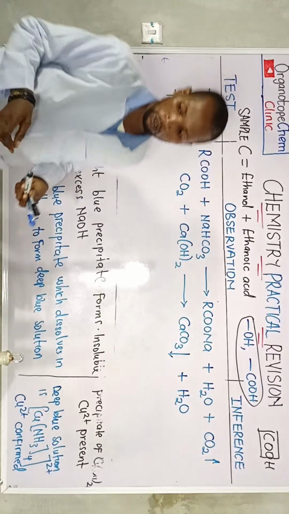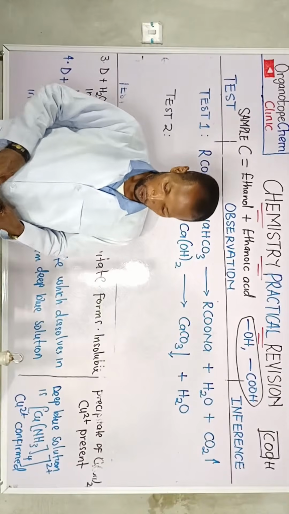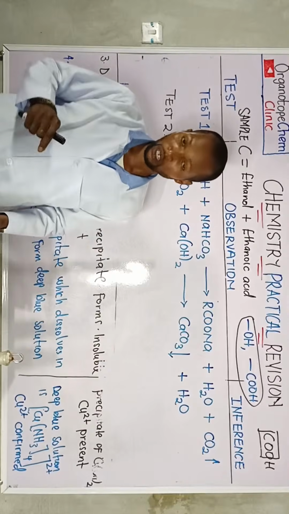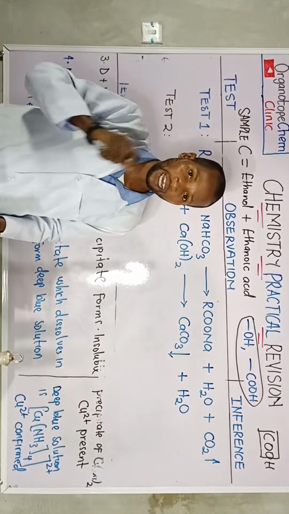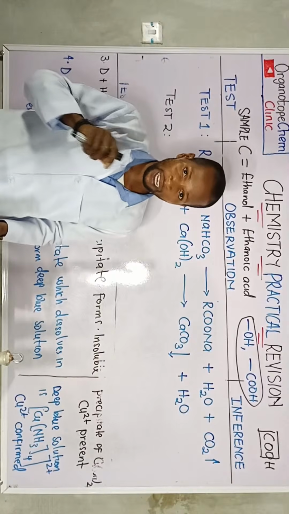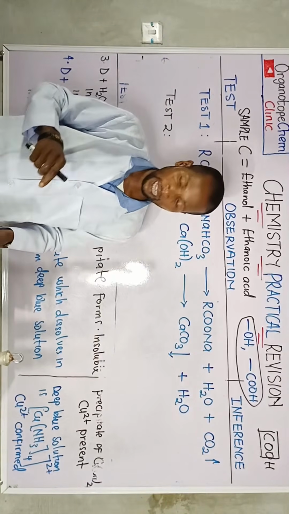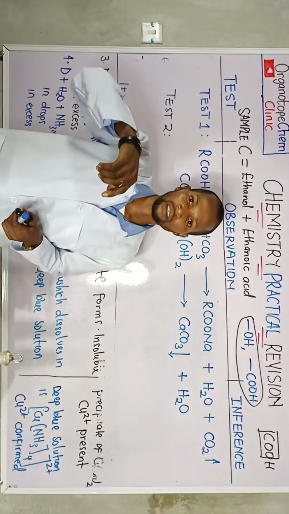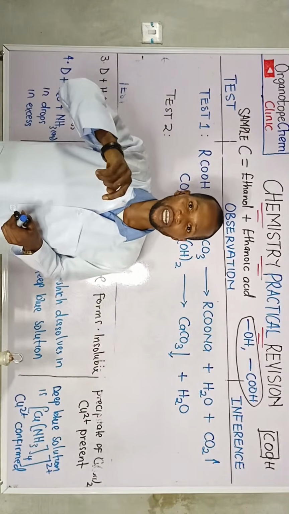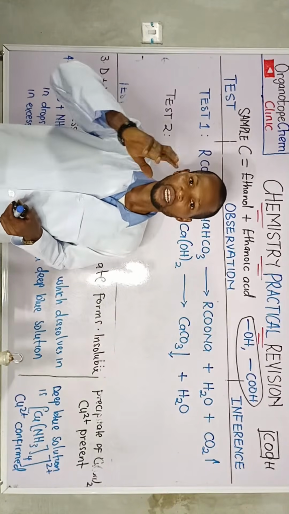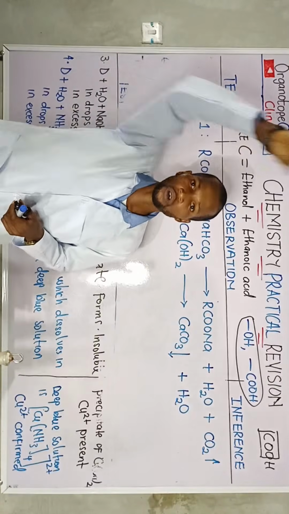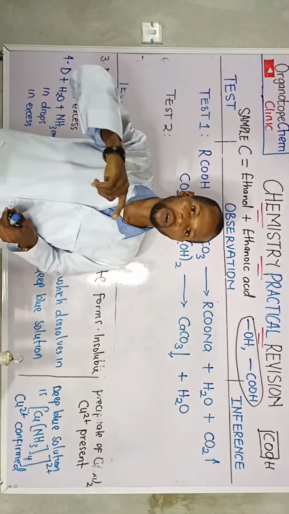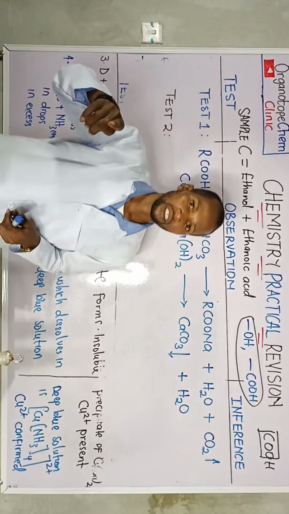And what did we do? In test 2, we added 6 molar ethanoic acid, okay? And after adding 6 molar ethanoic acid, we used an acid catalyst. And I stated that the suitable acid catalyst is H2SO4, right? Okay, so we acidified the process and we got what? Ethanoate as the product. Is that okay?